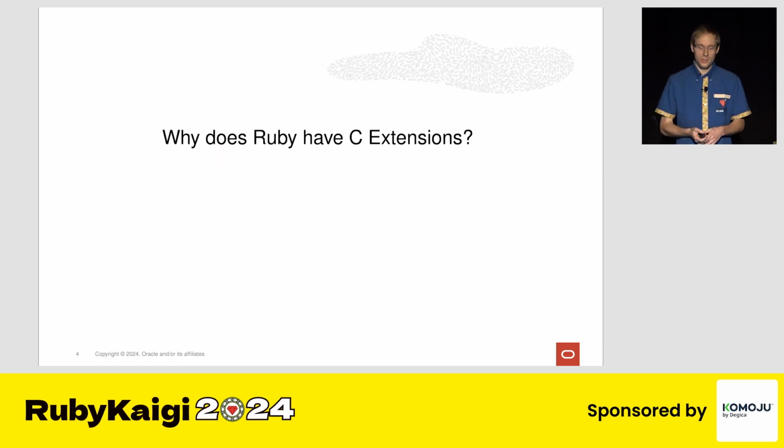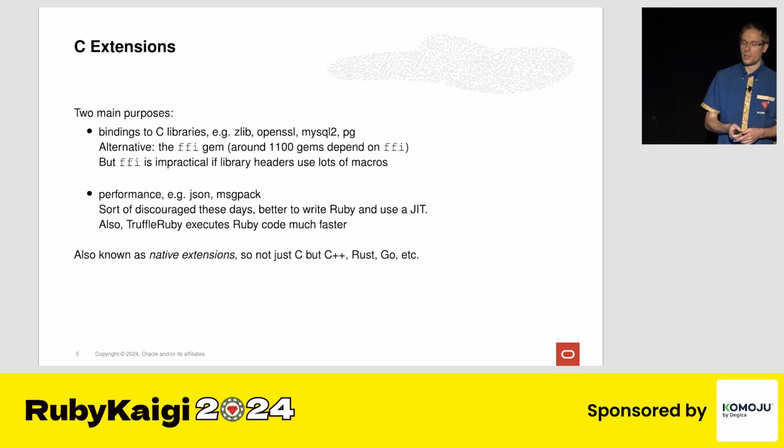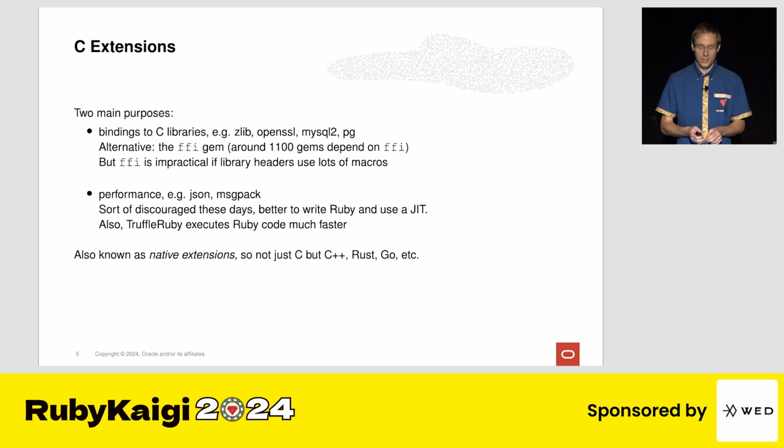So why does Ruby even have C extensions? What's the purpose? And there are two of them. The first one is to bind to an existing C library. For instance, we have zlib, OpenSSL, MySQL, and PG. So all gems which link to the corresponding native library. And that's a frequent reason to use it.